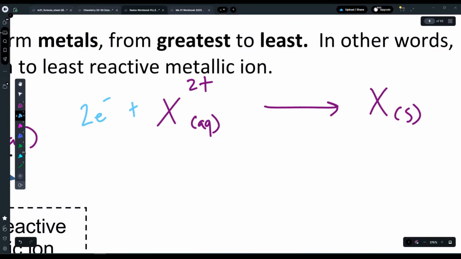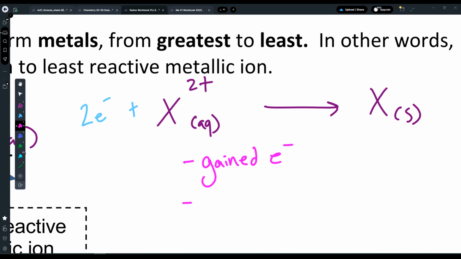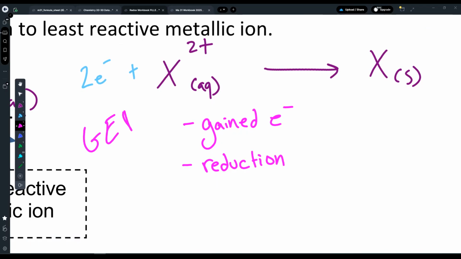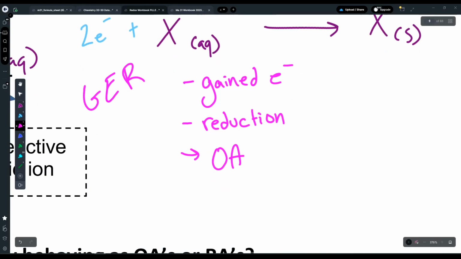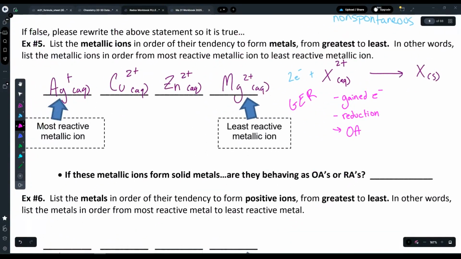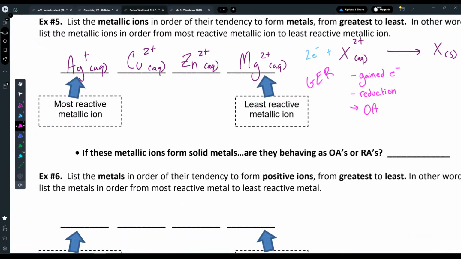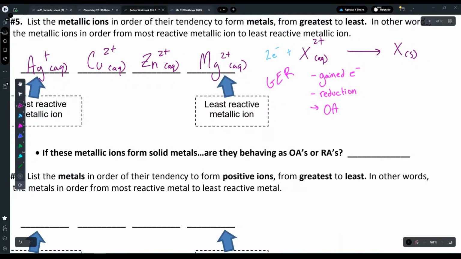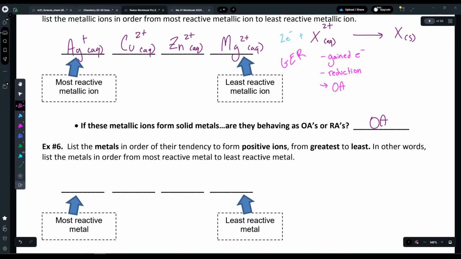Remember, when you see electrons on the reactant side, that's telling you that the electrons are being gained. So it gained electrons, and gaining electrons we know is reduction. Remember, LEO the lion goes GER. GER is gaining electrons is reduction. So this tells us if it's being reduced, then it's an oxidizing agent. Because remember, oxidizing agents help other things to be oxidized, but it itself undergoes reduction. So if these metallic ions form solid metals, are they behaving as OAs or RAs? Well, the answer is OA, or oxidizing agent.